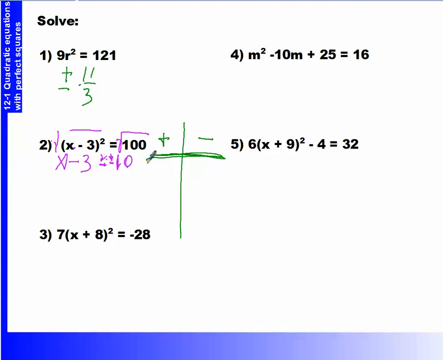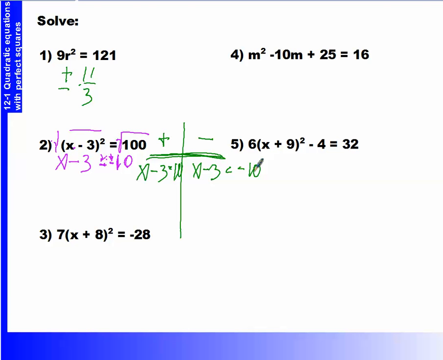Excellent. And in the positive land, x minus 3 is equal to 10. In the negative world, it's always snowing and raining, cold and windy, like yesterday. So we have x minus 3 is equal to negative 10 in the negative world. So we have two separate problems we have to solve here.